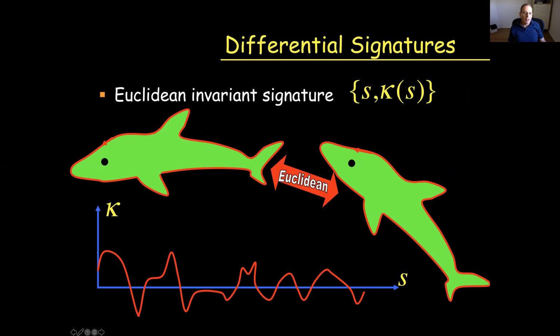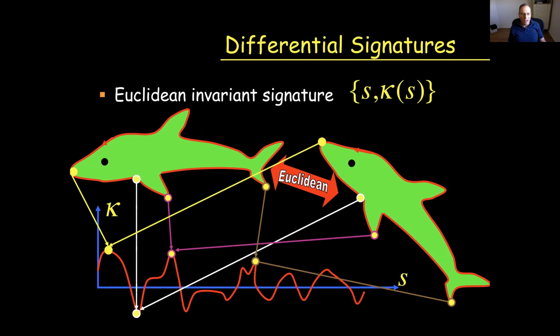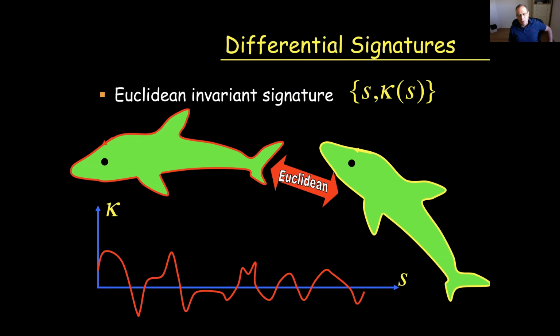So if we take this curve in the plane, this shark, and we travel along the boundary of the shark, and we plot the radius of the osculating circle, then what we get is a signature. And then in order to match one shark to the other, what we need to do is to take this function and shift one with respect to the other. And at the end of the day, we determine if this is the same shark or not.